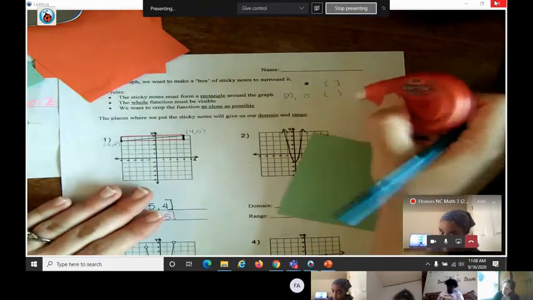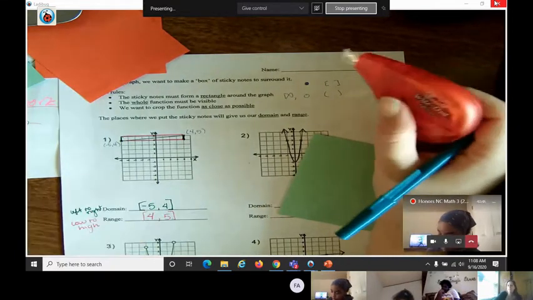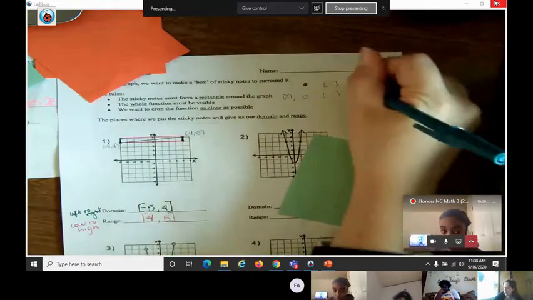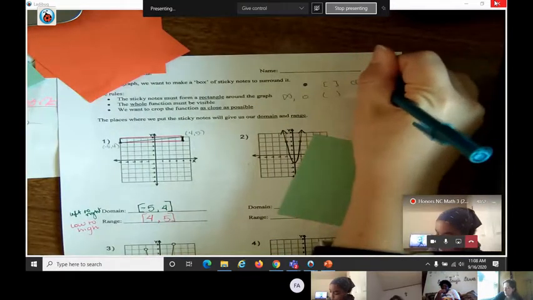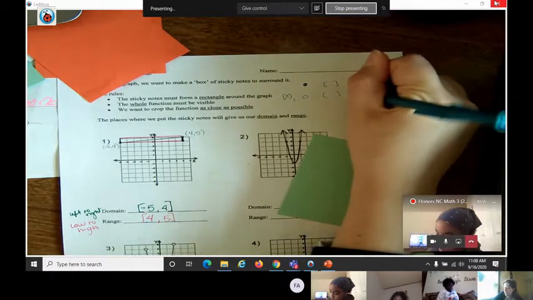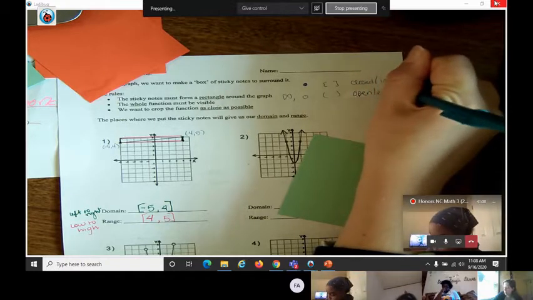What else? I think that's it. Okay, these are closed / included. These are open / excluded.